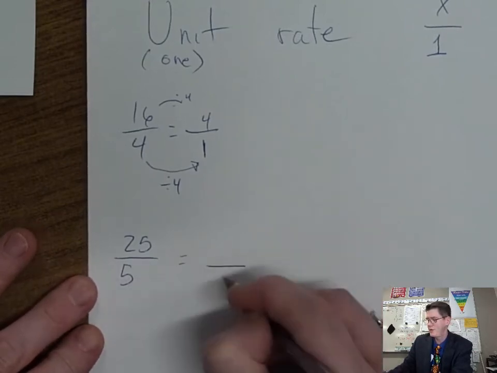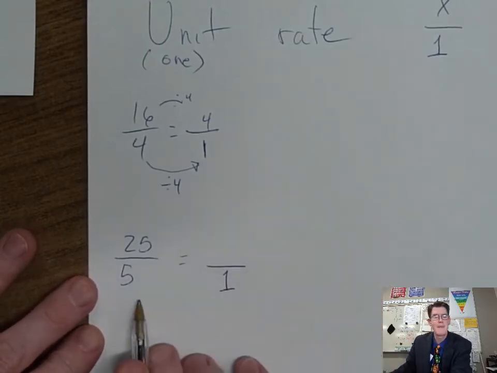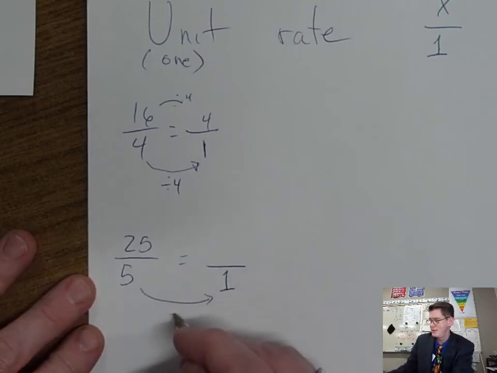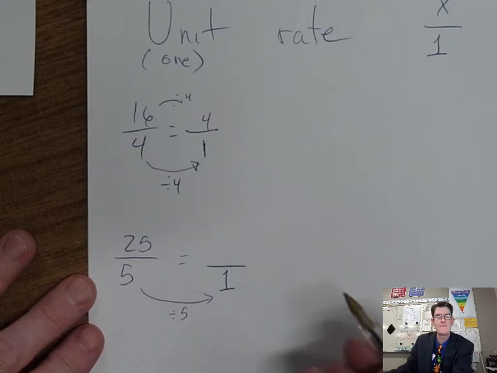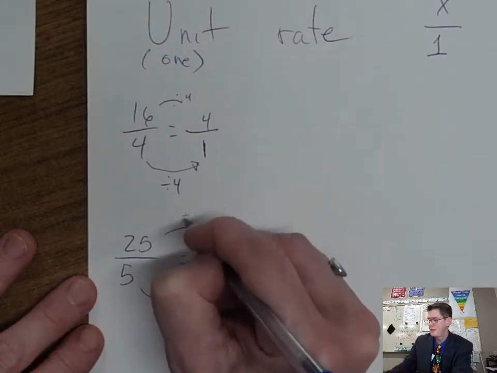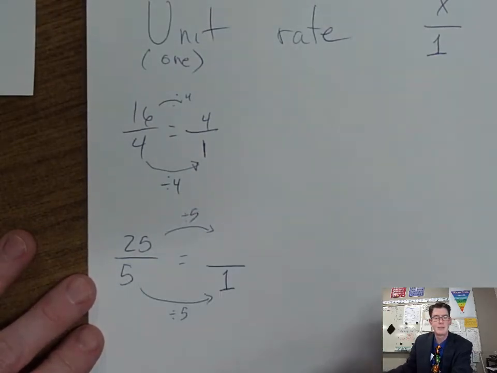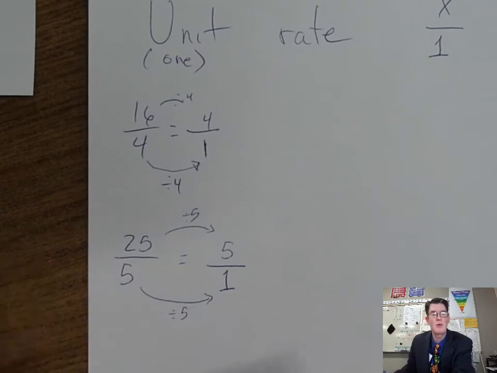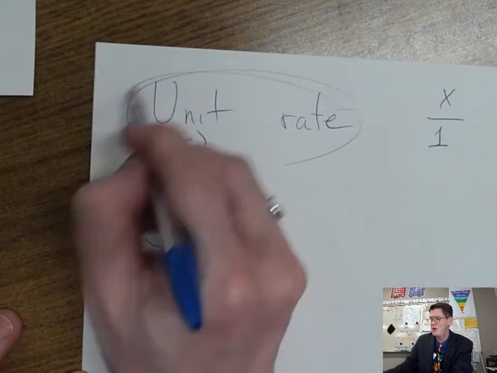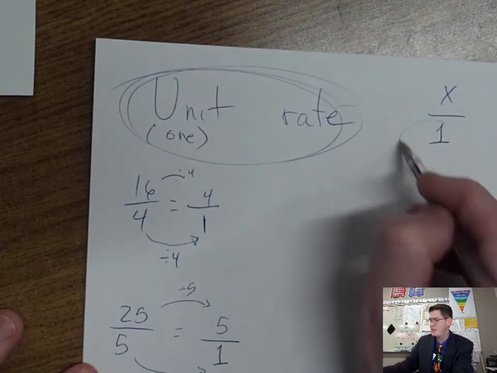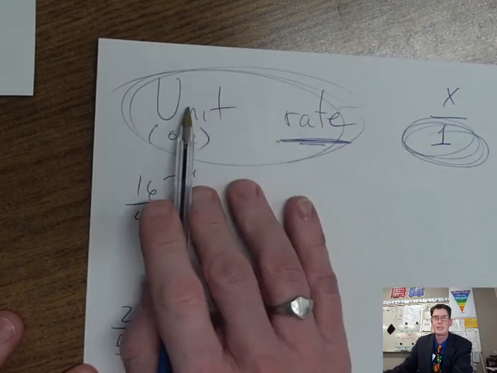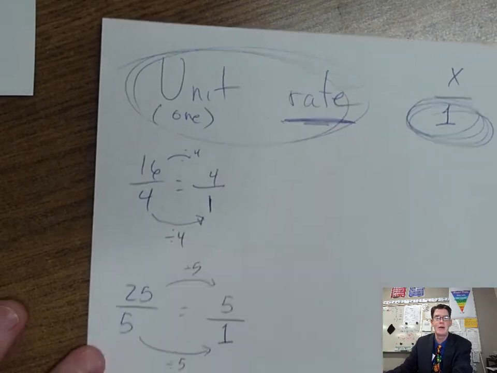If I want a unit rate for 25 over 5, to figure out what the new fraction is with a 1 on the bottom, it's just a matter of what do I do to this 5 to get 1? Oh, I divide by 5. And do that on both sides. So that would be 5 over 1. Now, yes, I am choosing some simple fractions. It's going to get hard eventually, but we're just showing the process that a unit rate simply means that 1 is in the denominator. It's a rate with a 1 in the denominator.